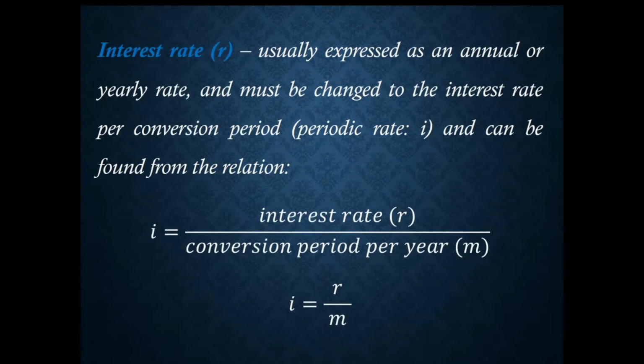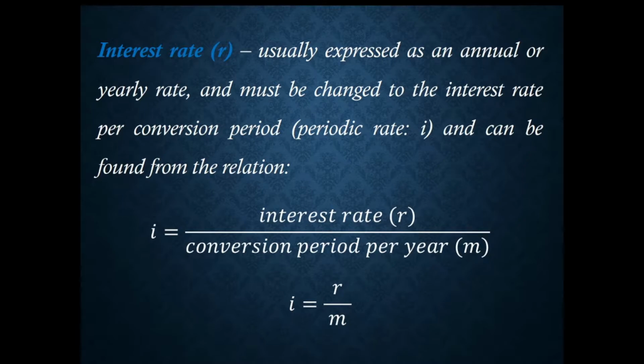Okay, so the interest rate now, there's also a bit of change as compared to the simple interest. Since the interest rate, with its notation R, is expressed as an annual or yearly rate, it must be changed to the interest rate per conversion period. So we'll now have a new notation for another rate. You don't need to be confused about the different rates that you might encounter for compound interest, because sometimes the given rate would be the interest rate, but you need to compute for the periodic rate. So again, for this discussion, the periodic rate would be equal to I.